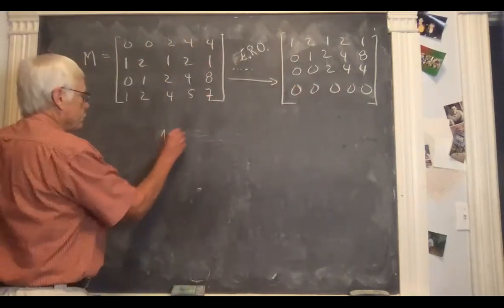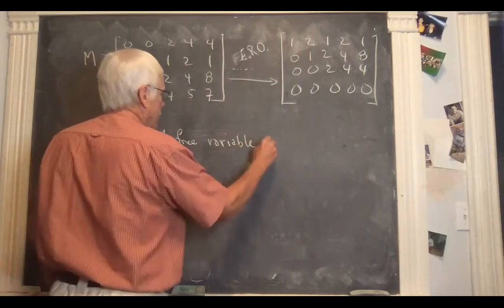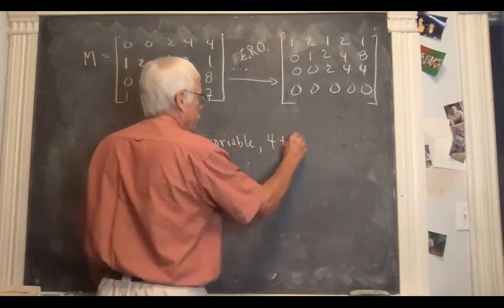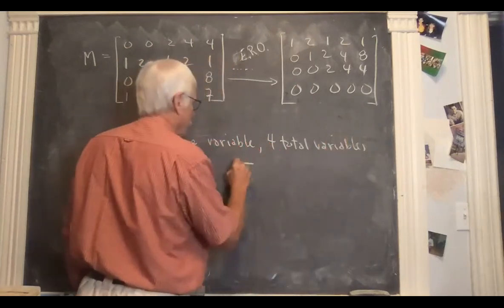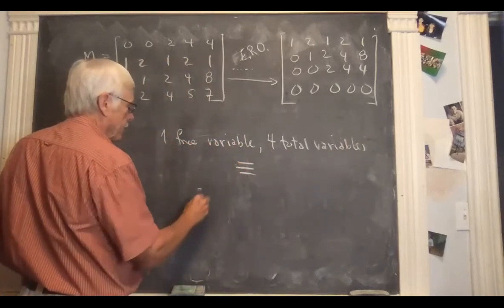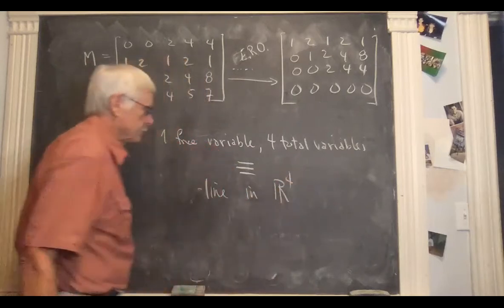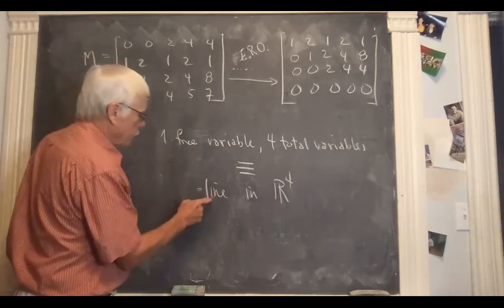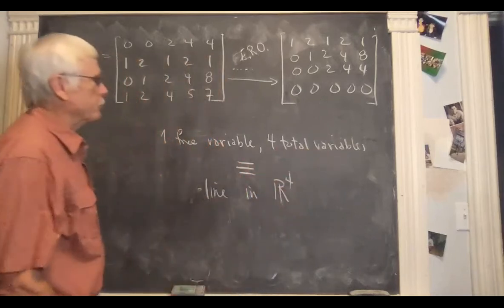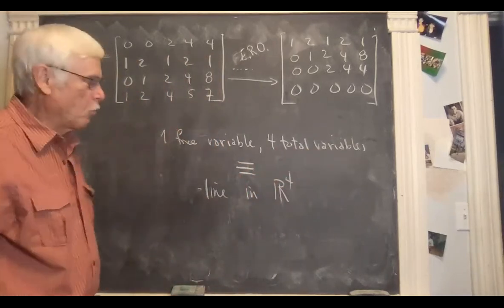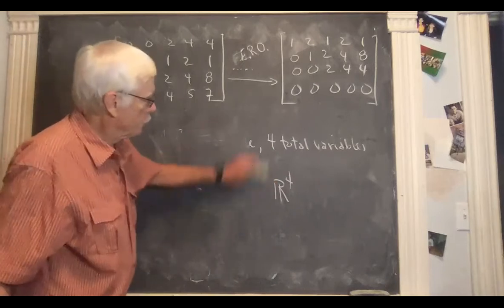So one free variable with 4 total variables tells you that what we're dealing with is a line in 4-dimensional space. So the free variable tells you a line for the geometry, and the 4 total variables tells you you're looking at 4 space. So now, in a sense, we know what the solution looks like. We don't have it completely, but now I'd like to reduce this further.